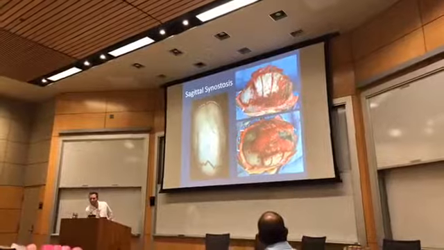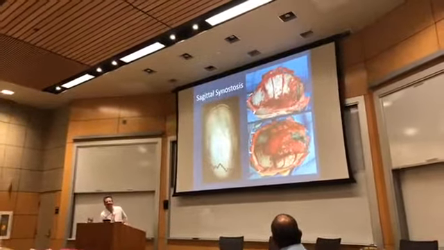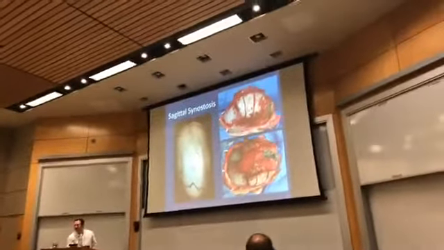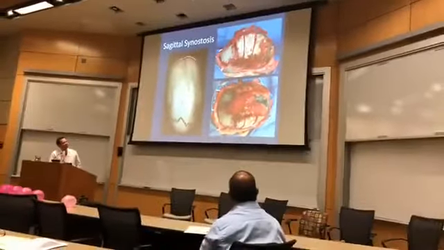This is the lambdoid suture. This is the coronal suture. And look, there's not a squiggly line here. So this kid has sagittal suture synostosis. So what do we do? We take out that bad suture.